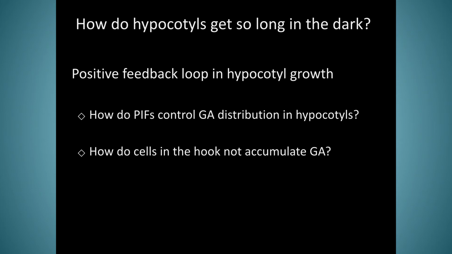So just to summarize a little bit of what I told you already, how do hypocotyls elongate in the dark? We think we might have a positive feedback loop in hypocotyl growth. And interestingly, there's probably another positive feedback loop that's already been discussed by the Poppenberger lab between BR accumulation and the PIFs, BR and GA. So there could be multiple overlapping positive feedback loops here.